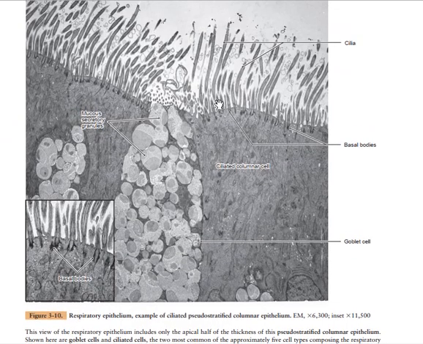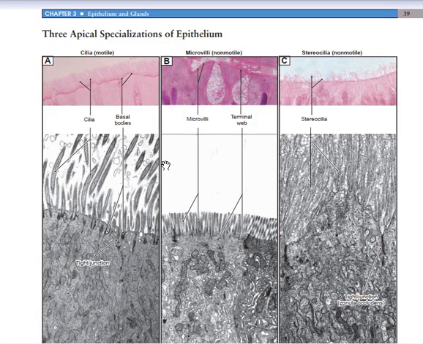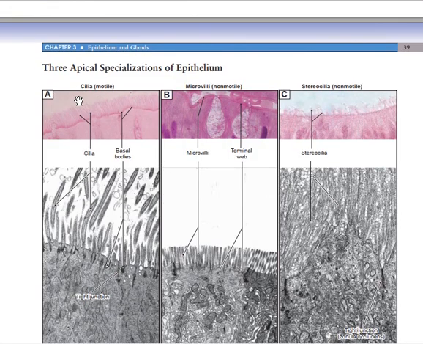The next thing here is just the ultrastructure of the same thing that you have seen above. These are the goblet cells with the secretory vesicles here. You are going to have the columnar cells. These are the pseudo-stratified columnar cells located here with the cilia above them. So the next thing is the apical specialization of epithelium.